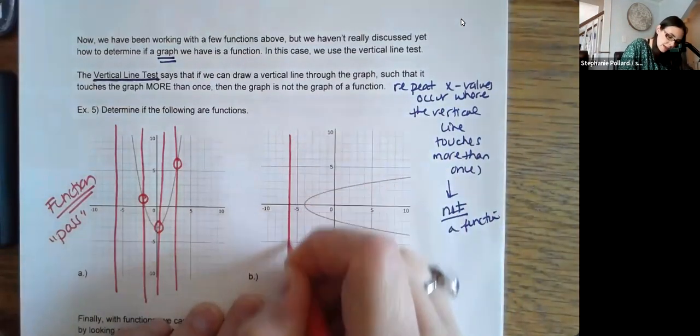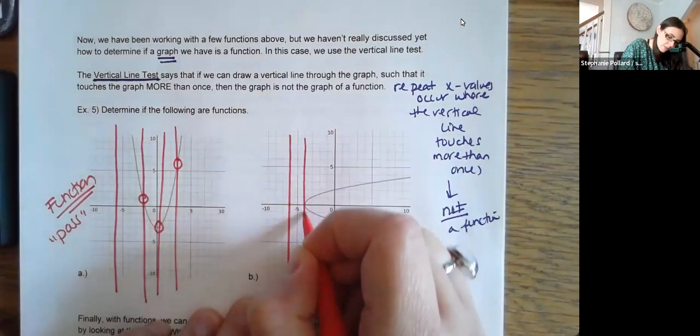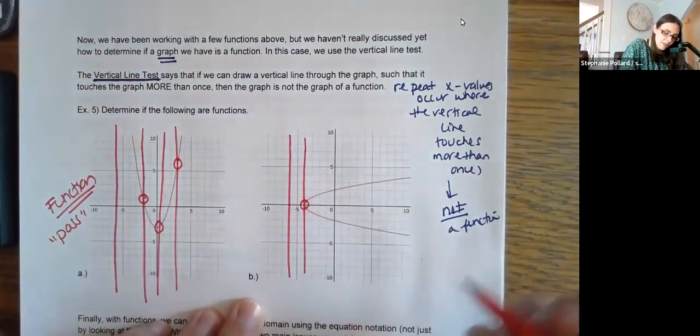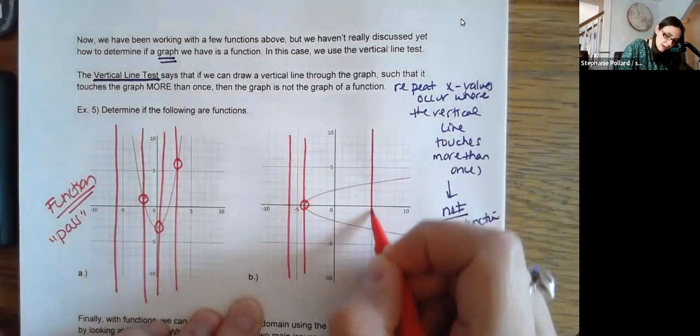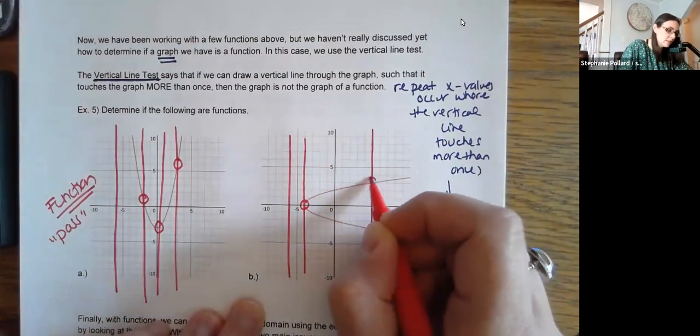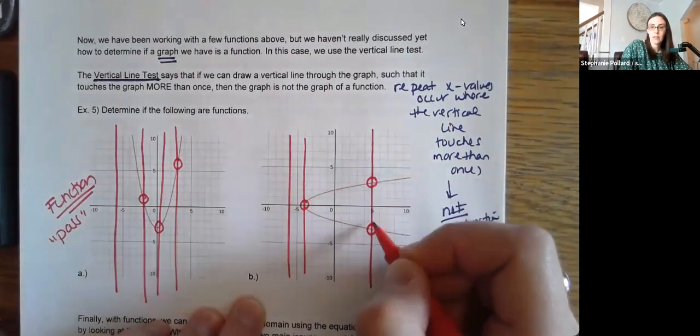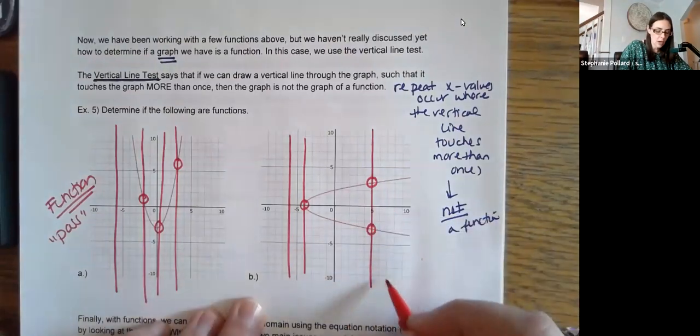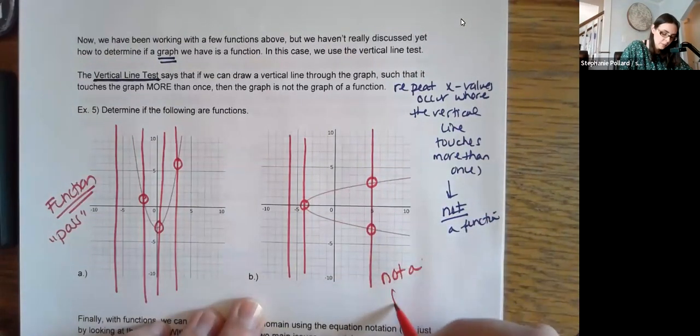Over here, if I draw a line here, it's fine. If I draw a line here, it's even fine. It only hits once. But if I draw a line anywhere else, like right here, it hits once, twice, right there. So if it hits more than once, this is not a function.